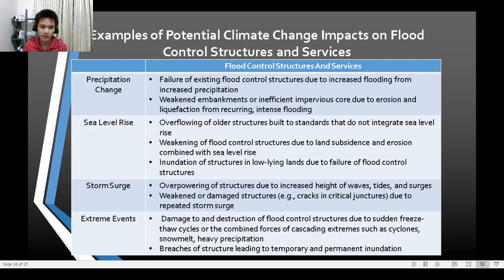So extreme events, damage to and destruction of flood control structures due to sudden freeze-thaw cycle or the combined forces of cascading events such as cyclones, snowmelt, and heavy precipitation. Breaches of structures leading to temporary and permanent inundation.